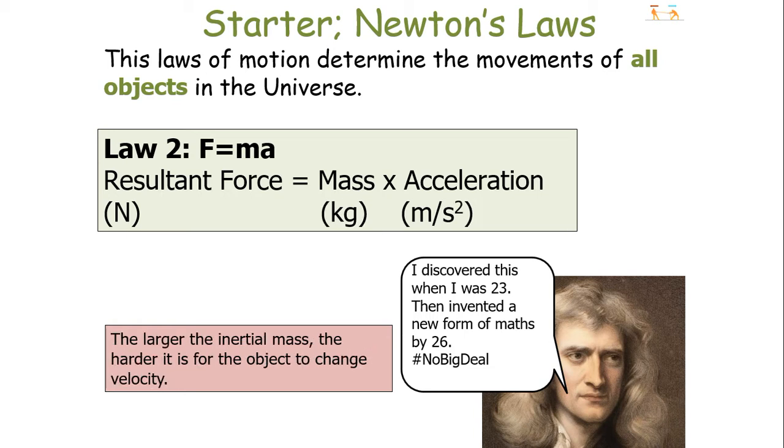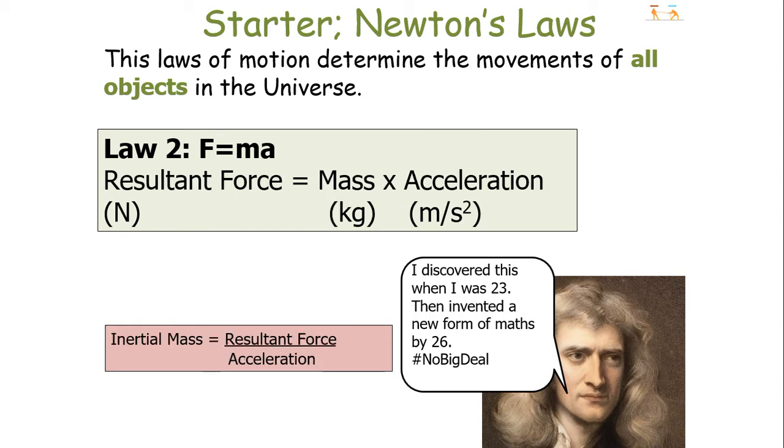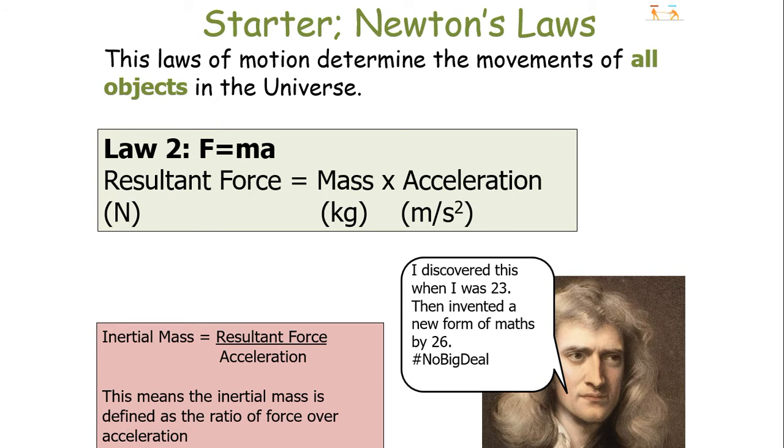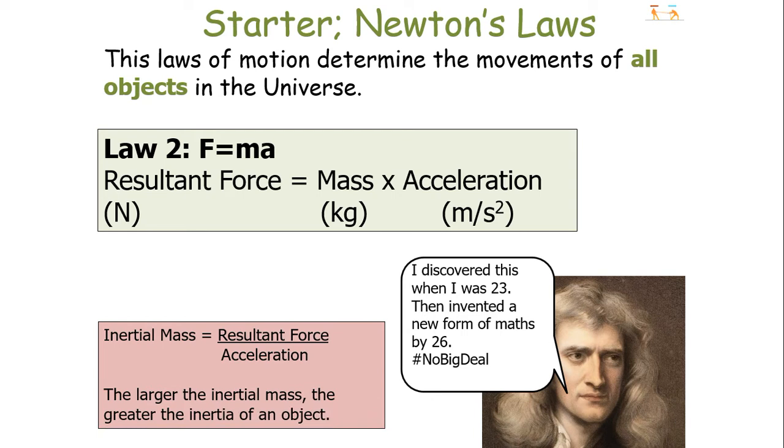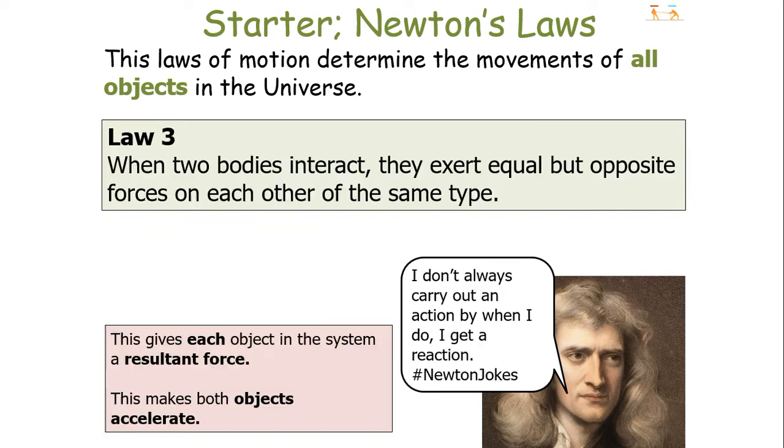The larger the inertial mass, the harder it is for an object to change velocity, so the harder it is to accelerate, because inertial mass is the resultant force divided by acceleration. So the inertial mass is the ratio of the resultant force over the acceleration. The larger the inertial mass, the greater the resultant force you would need for the same acceleration. So the larger the inertial mass, the greater the inertia of an object.